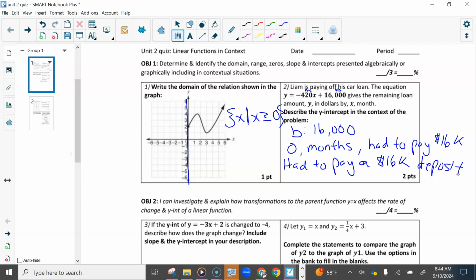Yeah. How did you get it to 0? So any y-intercept is always 0, comma, whatever y is. Okay, cool.